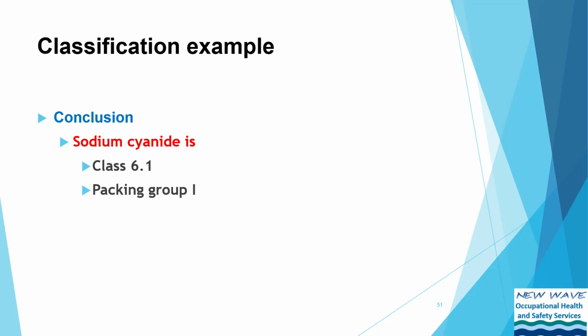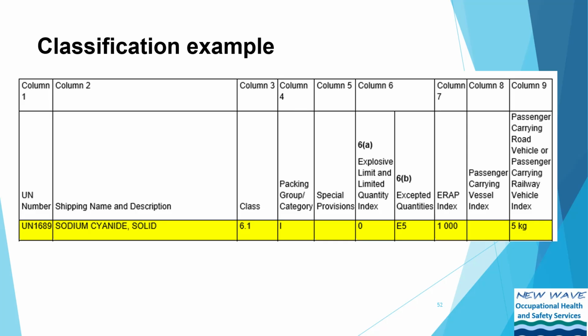And our final conclusion? Sodium cyanide is class 6.1, packing group 1. And is this right? Well, Schedule 1 agrees with us. What do you know? Column 3, class 6.1, column 4, packing group 1.